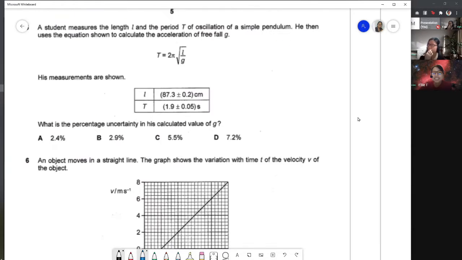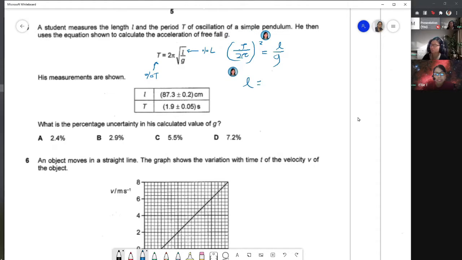Okay, correct. So a student measures the length L and period T of the oscillation of a simple pendulum. He then uses the equation shown to calculate the acceleration of free fall g. So he measures the length and the period. What is the percentage uncertainty in his calculated value of g? I think the first step I normally tell students is to please rearrange the equation. You rearrange the equation, make g the subject of your equation, can or not?